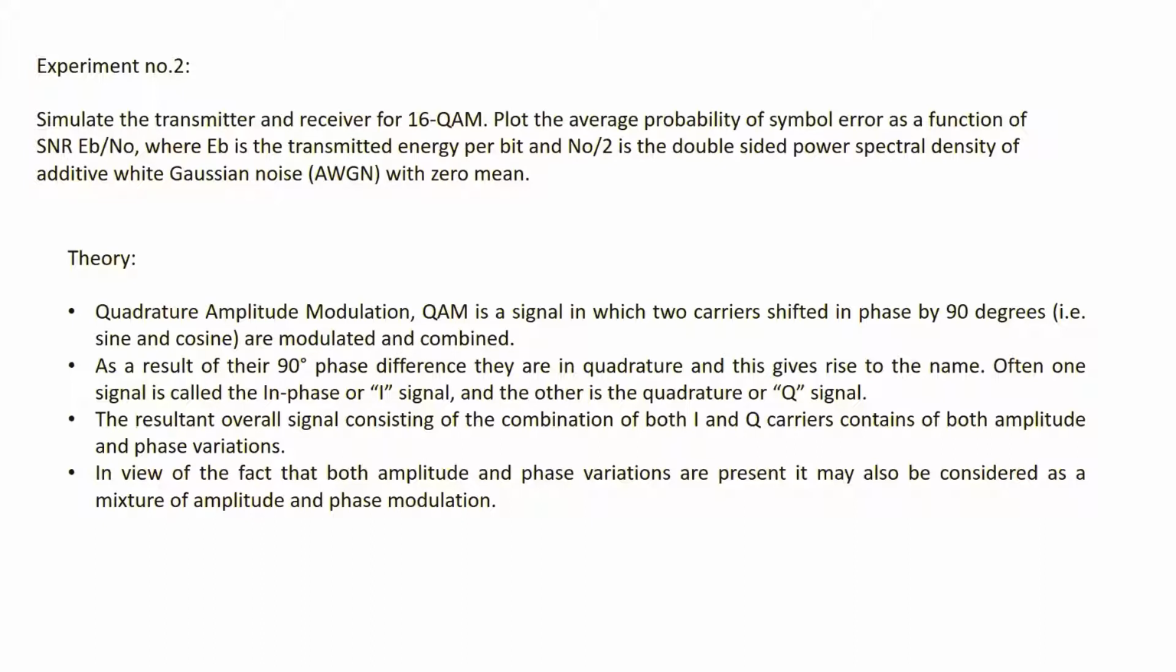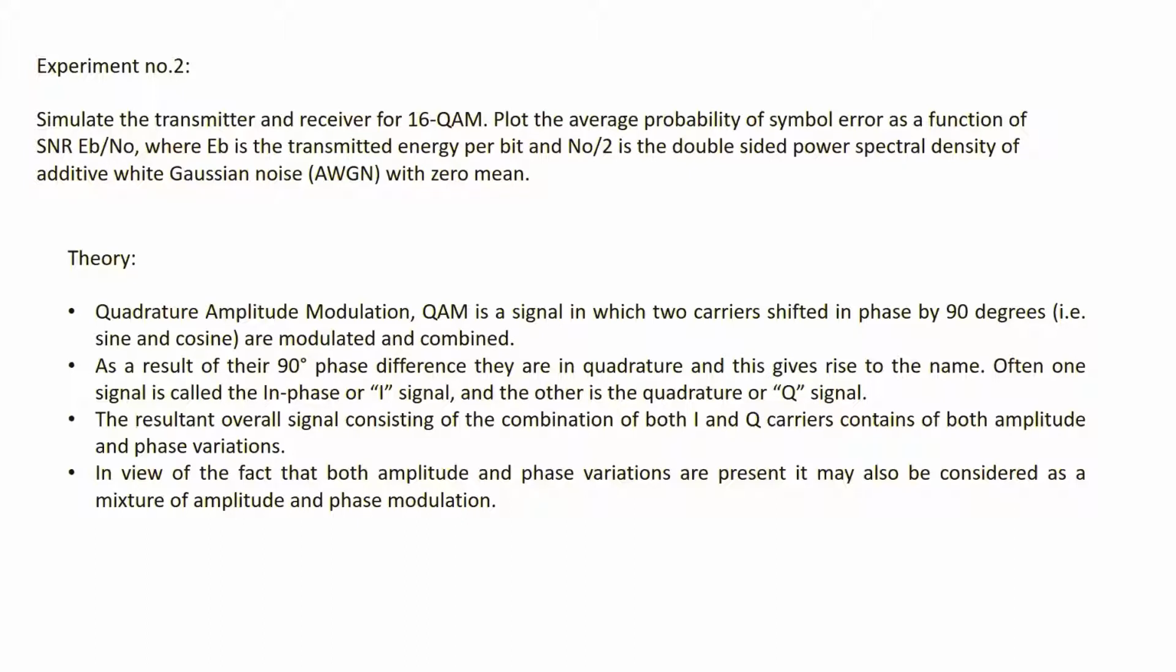In this QAM modulation scheme, two carriers are shifted in phase by 90 degrees and then modulated and combined. As a result of this 90-degree phase difference, they are in quadrature, and this gives rise to the name quadrature amplitude modulation. One signal is called the in-phase component and the other is known as the quadrature component. The resultant overall signal consists of the combination of both the in-phase component and the quadrature component.